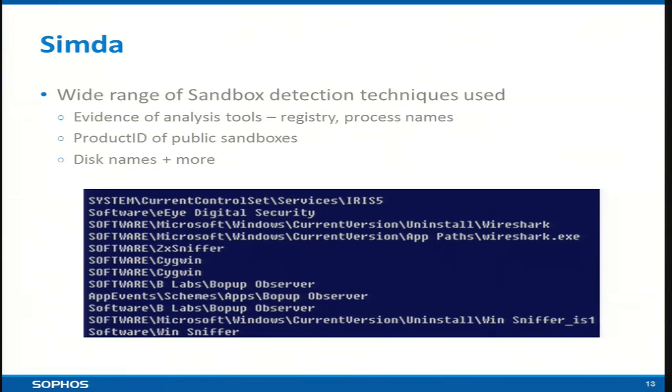So the second example malware family is Simda. This is an information stealing family that's mostly concerned about stealing online banking credentials. Again, they use a wide range of different sandbox detection techniques. They look for evidence of analysis tools in the registry and process names. And they also check the product ID of Windows against a fixed list belonging to public sandboxes.